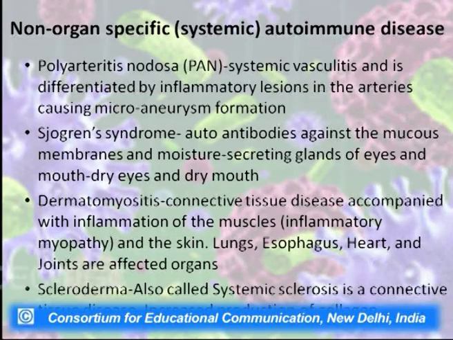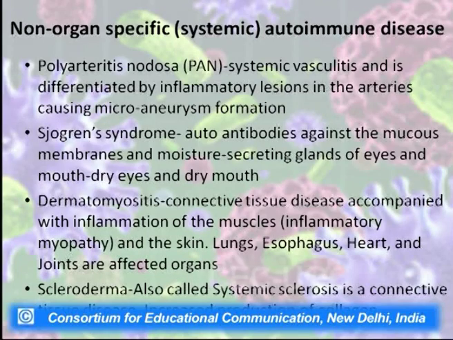Now, another non-organ specific or systemic autoimmune disease is Polyarteritis Nodosa, or PAN. It is a systemic vasculitis, differentiated by inflammatory lesions in the arteries causing microaneurysm formation. You must understand that in most of these systemic diseases, because of the deposition of immune complexes in the blood vessel, aneurysm is a very common phenomenon. Aneurysm can be major or micro. If it is a major aneurysm, it can lead to stroke, heart failure, or kidney failure also if it is in the renal vessels.